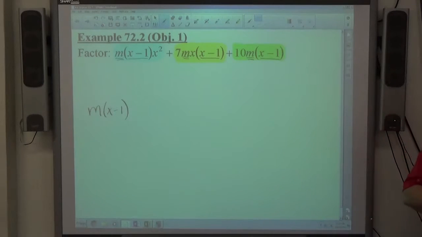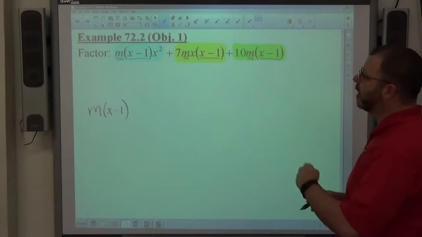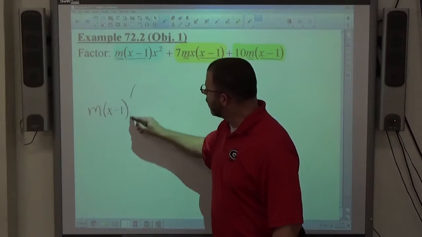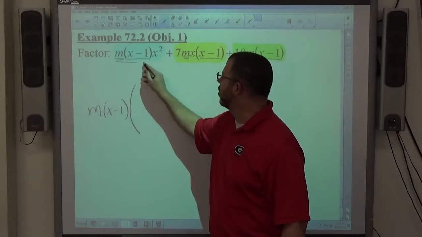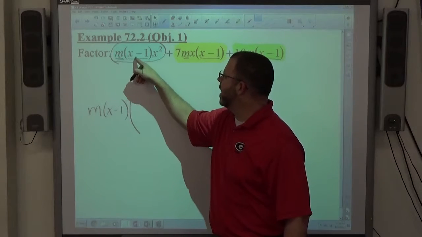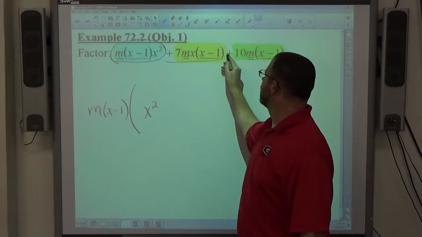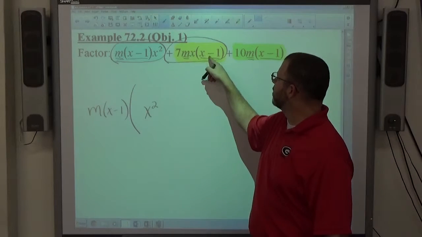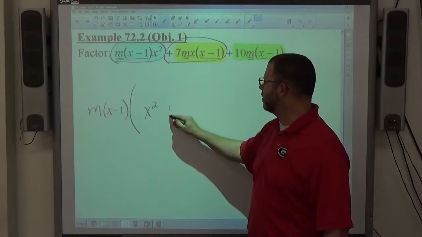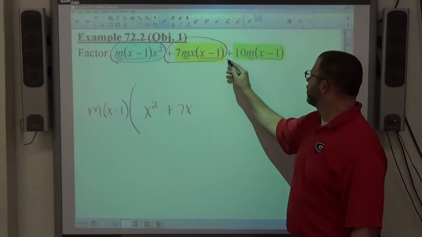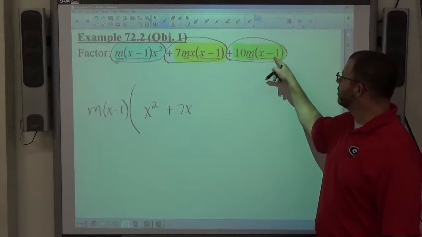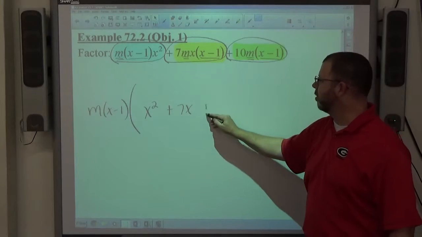And just like before, once I establish what the common factor is, the greatest common factor, everything I can possibly take out of this thing, is just a matter of looking at what's left over. So this first term, if I take m and x minus 1 out, x squared is left over. Second term, if I take m and x minus 1 out, plus 7x is left over. And on this last term, if I take m and x minus 1 out, plus 10 is left over.